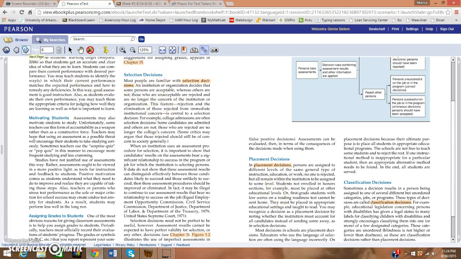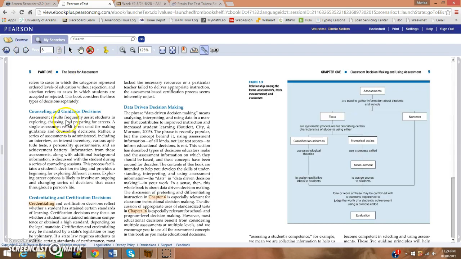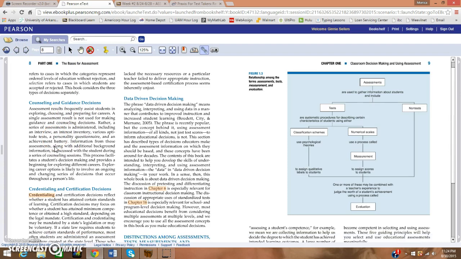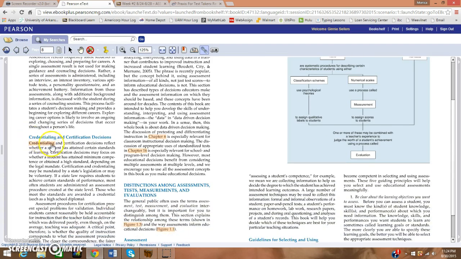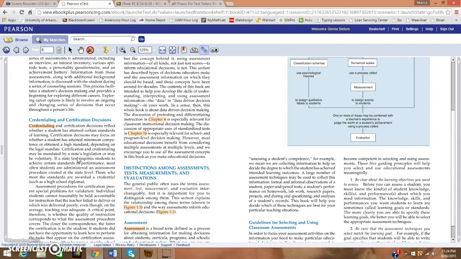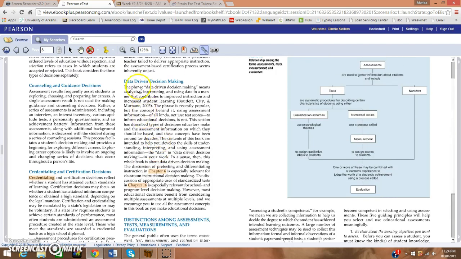And then the next thing is counseling and guidance decisions, and it lets us know that we need a series of information and assessments in order to do that for them. And then here we learn what credentialing is, and that is where a person has met a specific requirement and is awarded a certain status and given a credential. And they can be state mandated or voluntary. And it is unjust if the student did not have the opportunity to learn the material, whereas if the teacher didn't cover that. And then up here we learn about data-driven decision making, and that is where you analyze, interpret, or use data in a manner that contributes to improve instruction and increase learning.